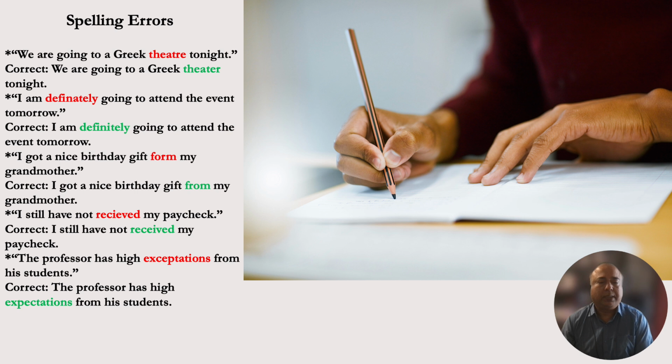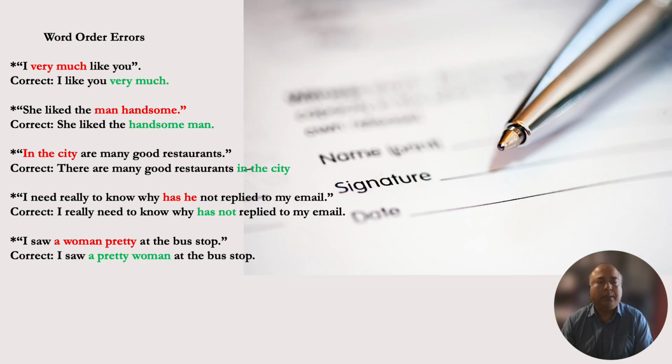Let's keep moving. Spelling is also very important, right? "I am definitely going to attend the event tomorrow." I mean, the sentence is clear. The meaning is clear. It's just that the word "definitely" is misspelled. Okay? So that is another type of local error.